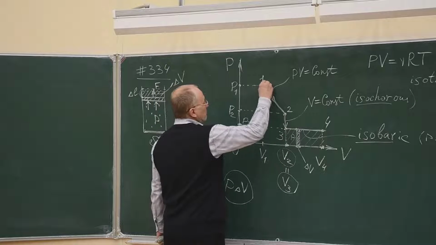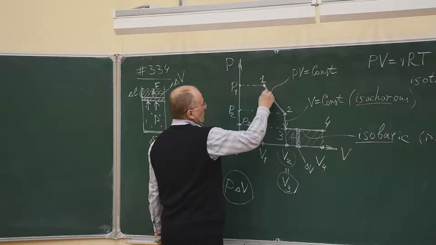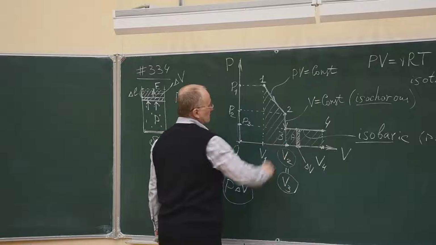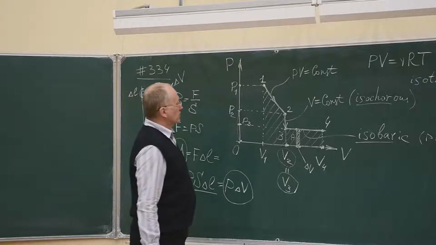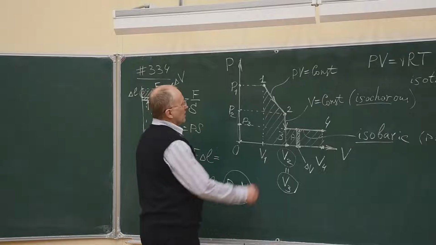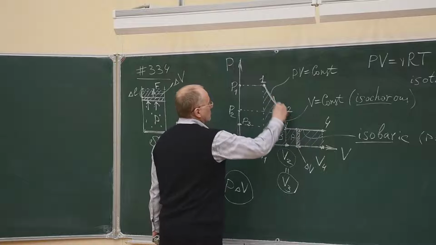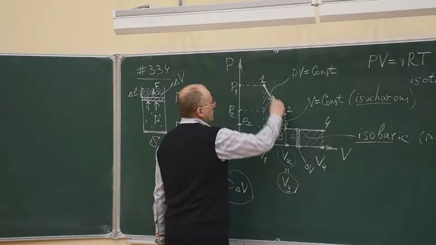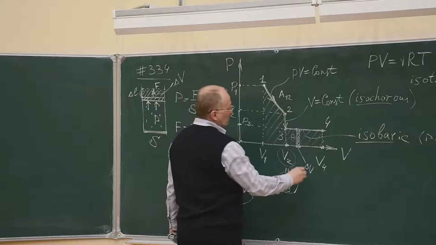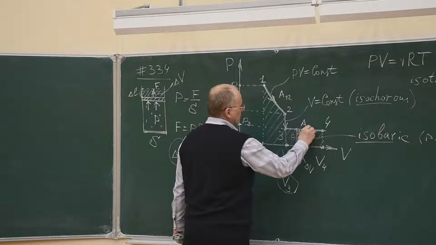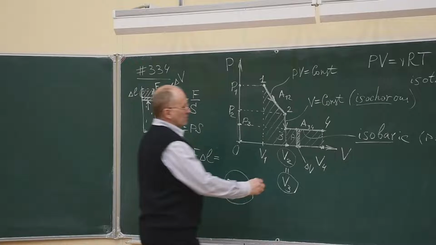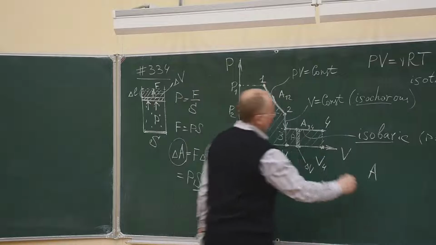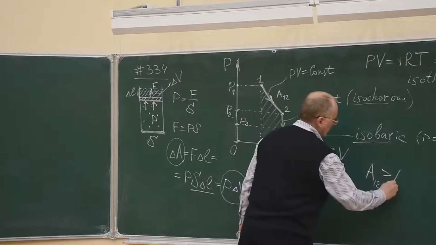And the work performed in process 1, 2 will be characterized by the area of this figure. And just looking at the picture, we can conclude that the work performed during process 1, 2 seems to be larger than the work performed during process 3, 4. So the answer to this problem will most probably be this one: A12 is larger than A34.